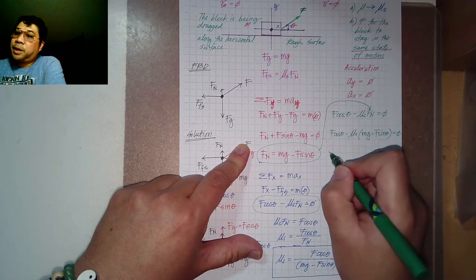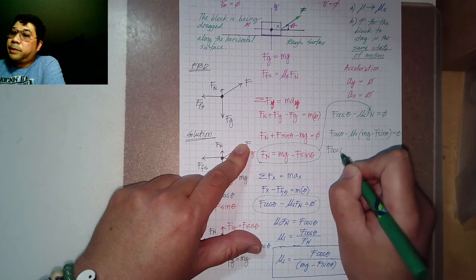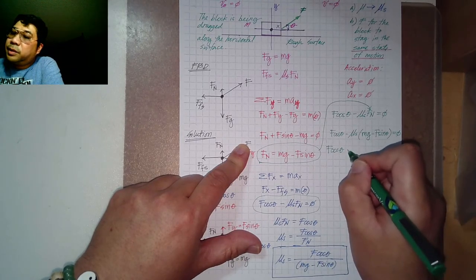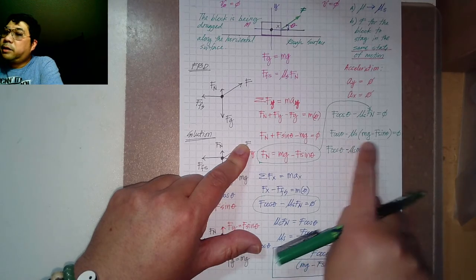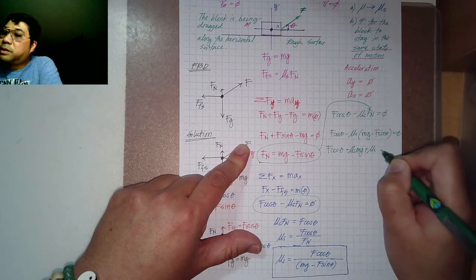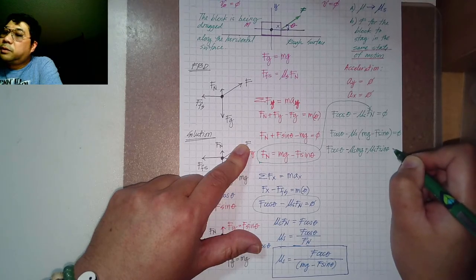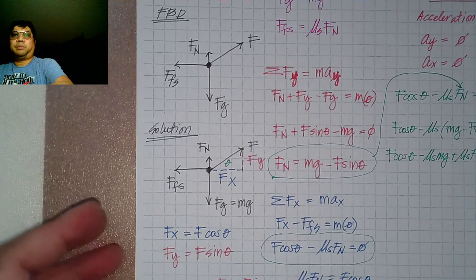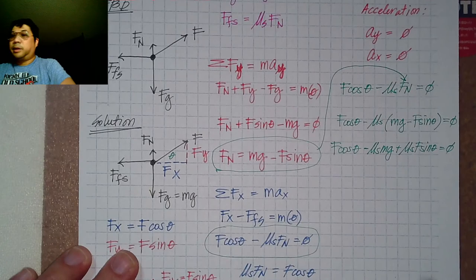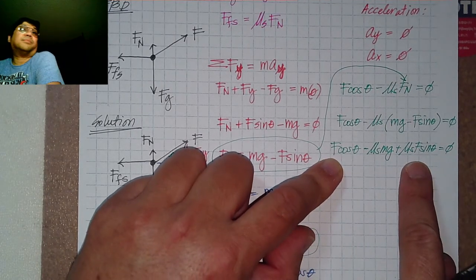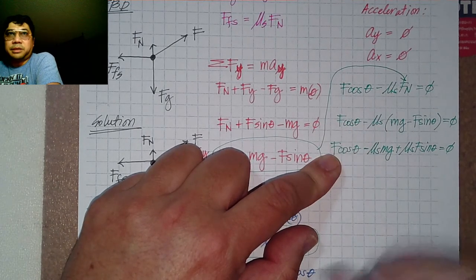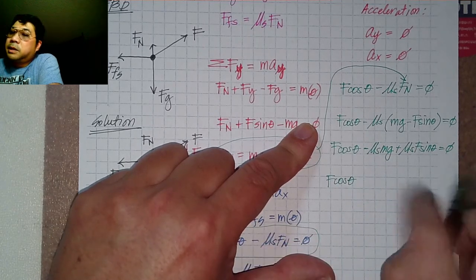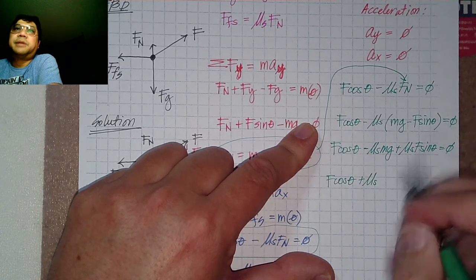So our next step is to distribute the value of mu s to our binomial over here. That will give us negative mu s mg, and negative multiplied by negative gives us positive mu s F sine theta equals 0. Let me zoom it in so you can see. Let us leave all of those variables with F, or force, on the left side of the equation, and no F's on the right side. So what we have now is F cosine theta plus mu, the coefficient of static friction, F sine theta.